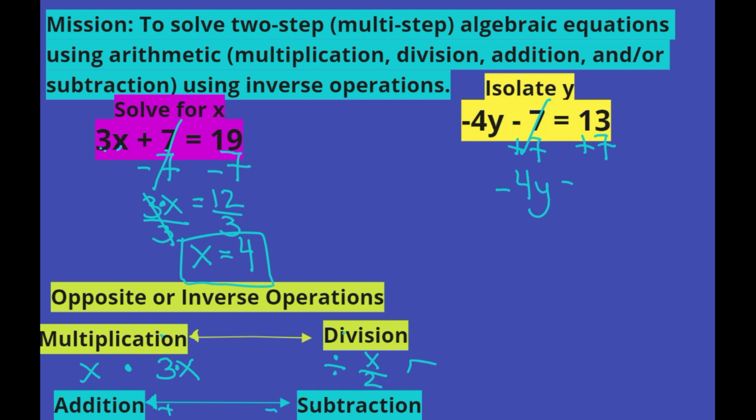Bring down everything that I didn't cancel, and 13 plus 7 is 20. Okay, last step. Don't be confused. There's a little negative up here. Doesn't matter. We're not going to lose it. We're not going to forget it.